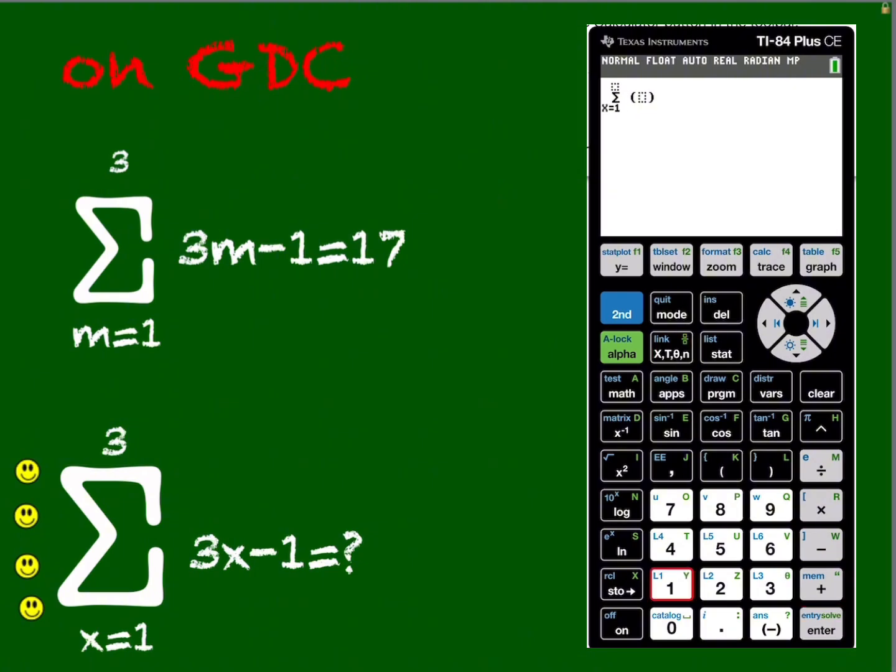For the next step, press the X button, followed by entering the numbers 1 and 3, which will set up the limits of your summation. Then enter 3x into the sigma notation. Finally, add the second term, -1, to complete the expression. As a result, after following these steps on the calculator, we get the same answer, 17.